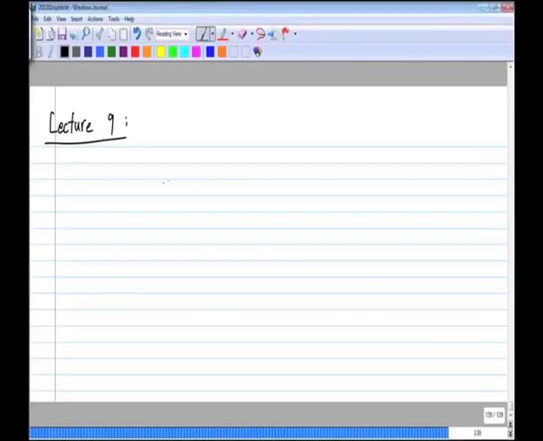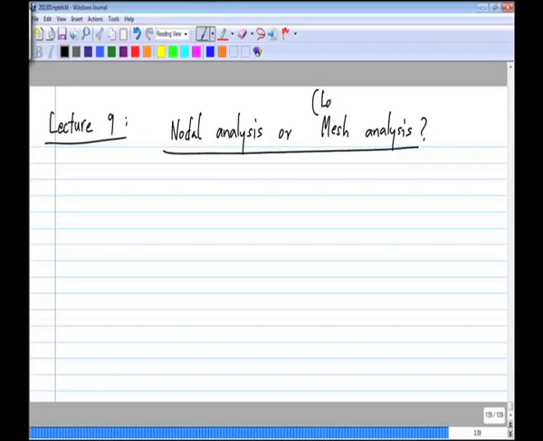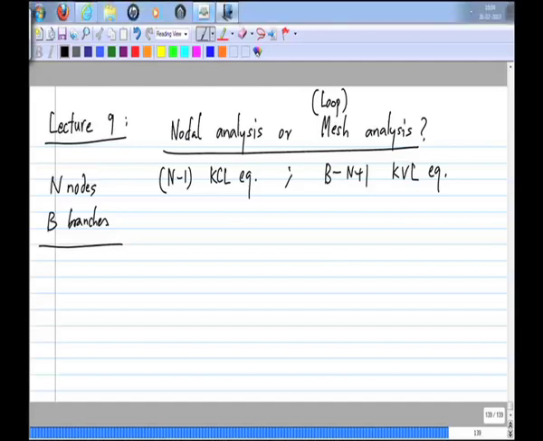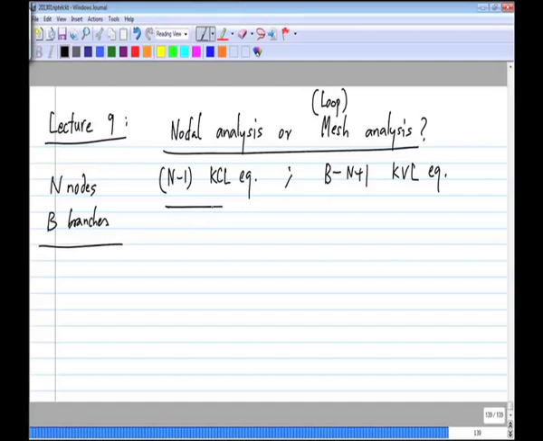At the end of the previous lecture I asked whether we would use nodal analysis or mesh analysis. I say mesh analysis, so in general a loop analysis. And the way to decide is that nodal analysis has n-1 KCL equations, and loop analysis will have b-n+1 KVL equations which you have to solve for a circuit with n nodes and b branches. Okay. So what we have to decide is whether n-1 is a larger number or b-n+1 is a larger number.